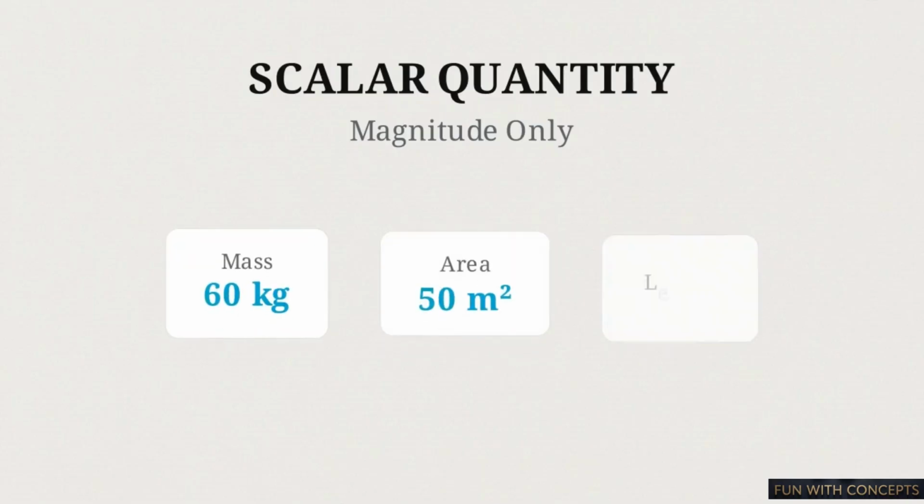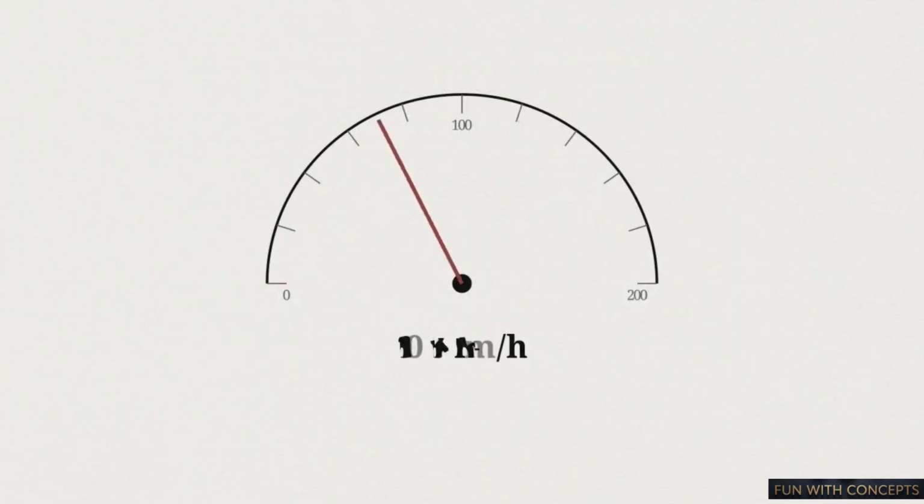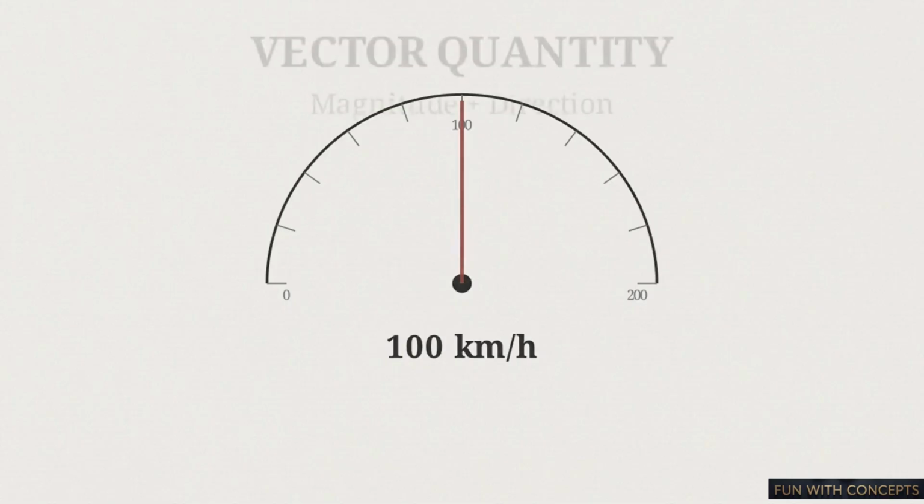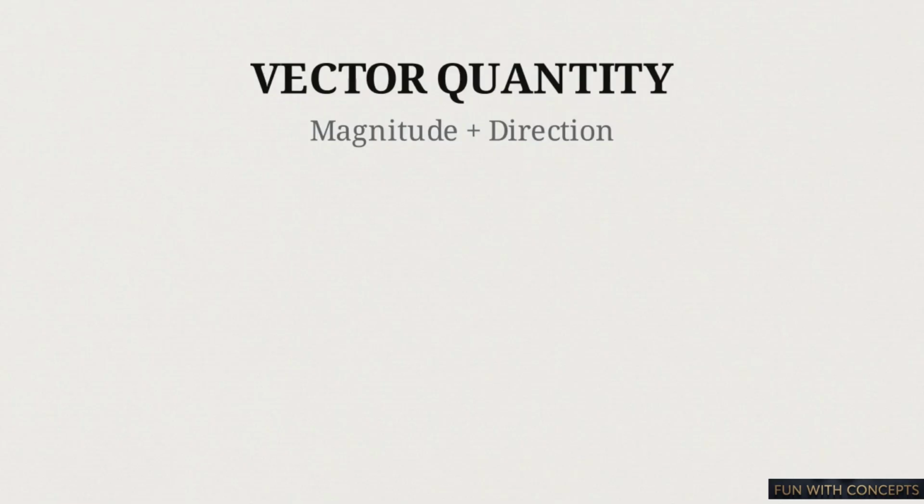Measurements that only describe a raw amount or magnitude are called scalar quantities. This includes your mass, the area of a room, or the length of your boat. We use scalars for simple metrics like the speed shown on a dashboard, which tells us how fast we are moving, but nothing about where we are going.